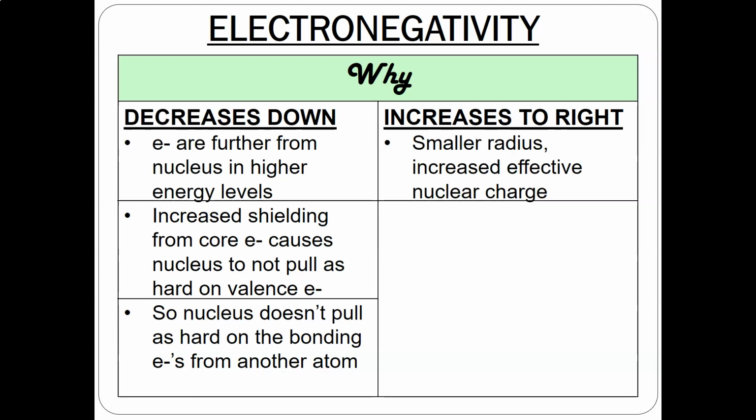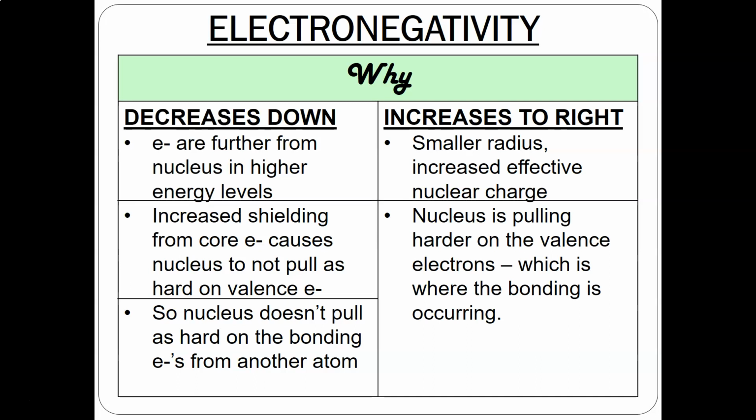Increasing to the right, we have a smaller radius. We have our increased effective nuclear charge, which means the nucleus is pulling harder on those valence electrons. And because we're looking at those outside valence electrons for our bonding, if the nucleus is pulling really hard on them, we're going to be able to pull them in closer, and that's going to be a higher electronegativity. So once again, you can see shielding is our explanation for up and down, and effective nuclear charge is our explanation for left to right.